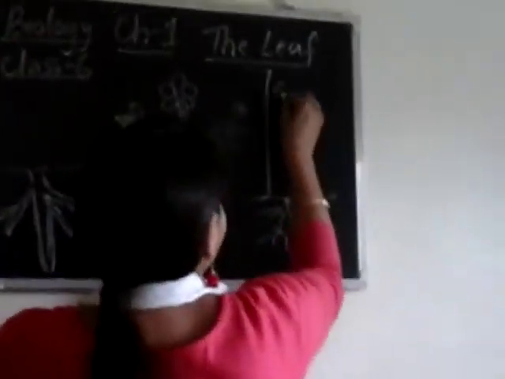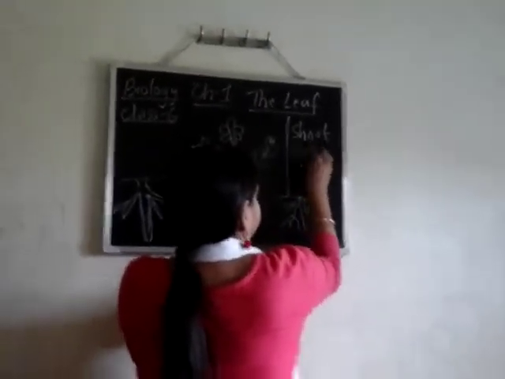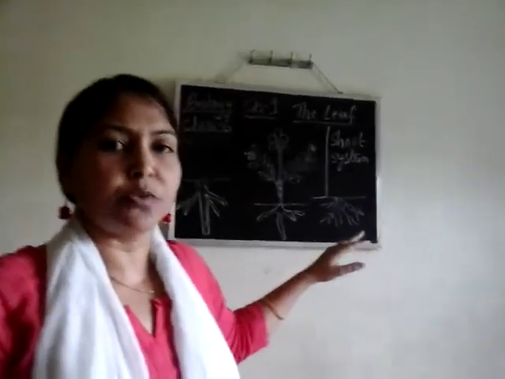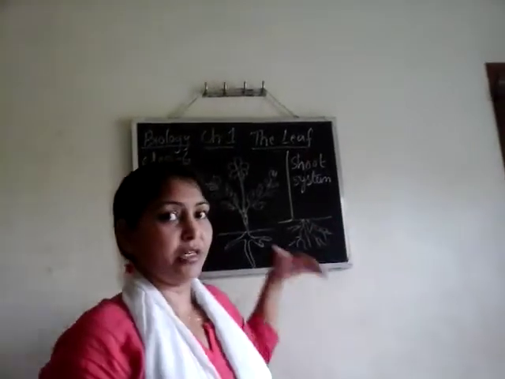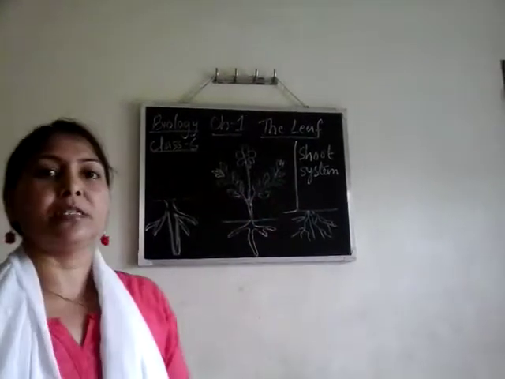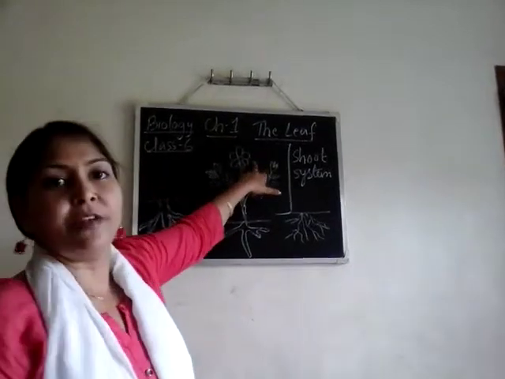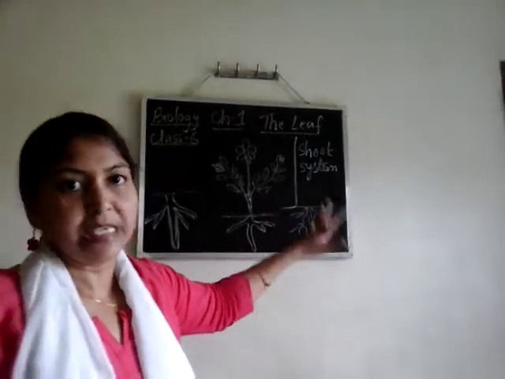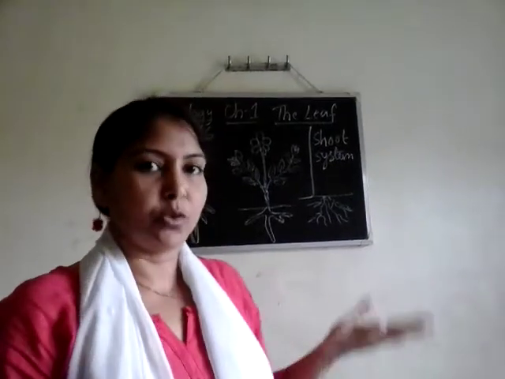I am going to write it here. So what is the shoot system? The shoot system is the part of the plant which is above the ground, and it bears certain parts of the plant, that is, as you can see here, flower, bud, leaves, stem, branches, etc. It will also bear fruit. Fruit also comes under the shoot system.